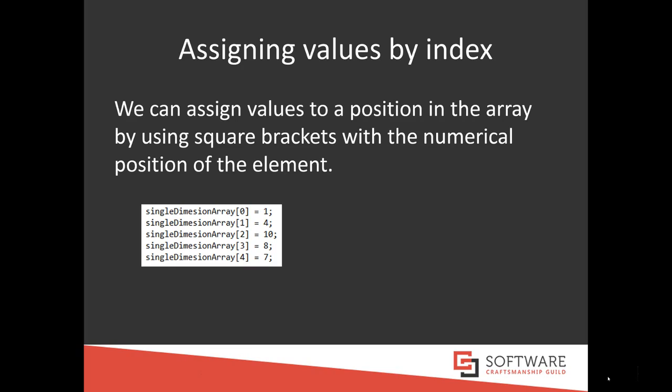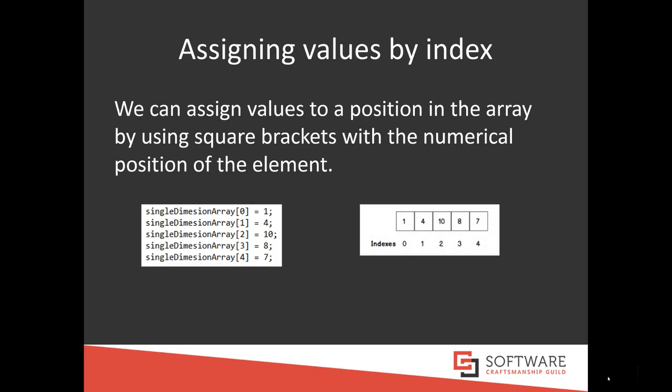Position 0, we want to set equal to the number 1. Position 1 we set to 4, 2 to 10, 3 to 8, 4 to 7. By the time all these statements run, the array will now look like this. Starting at index 0, we'll have the value of 1. So assigning to an array is just like assigning to any other variable, except we also have to tell it which spot we want to put the value in.